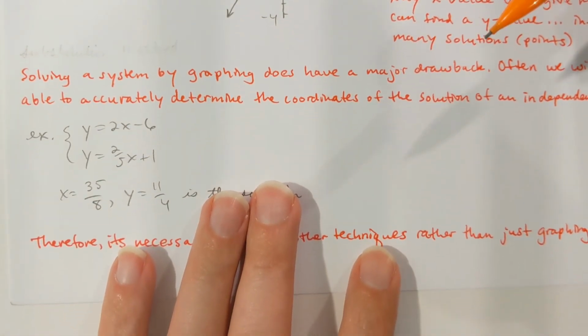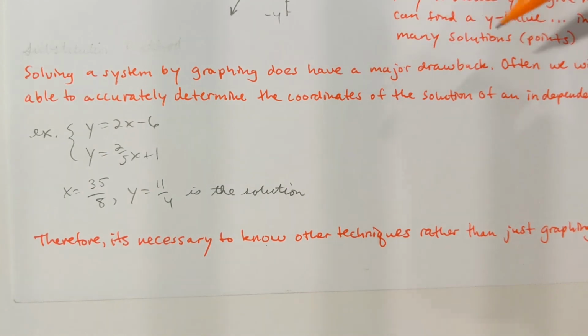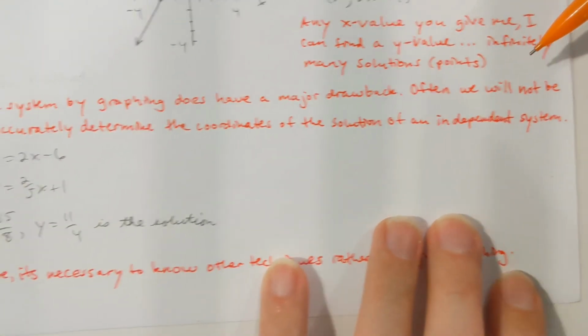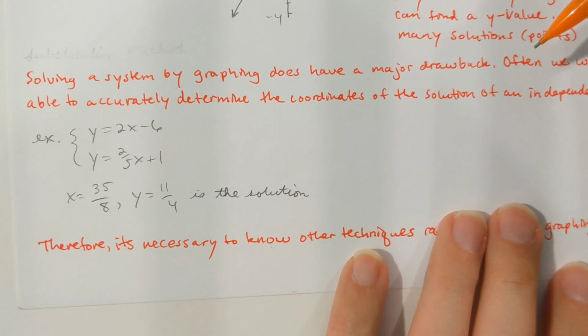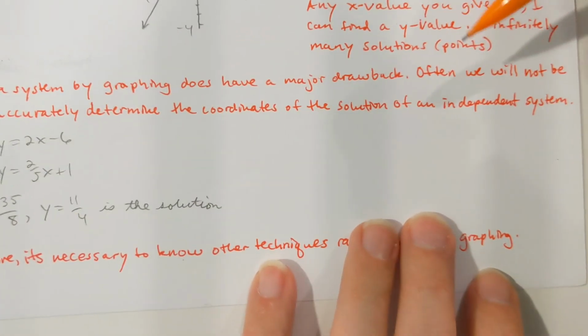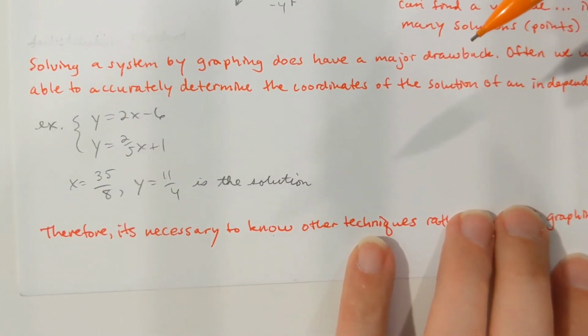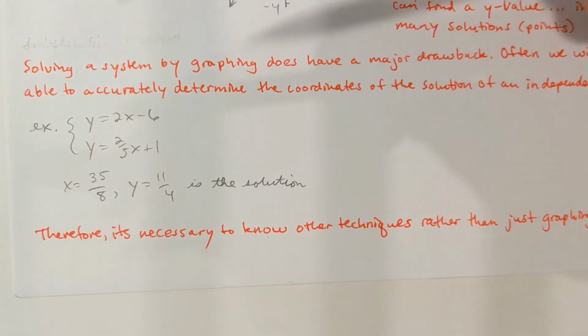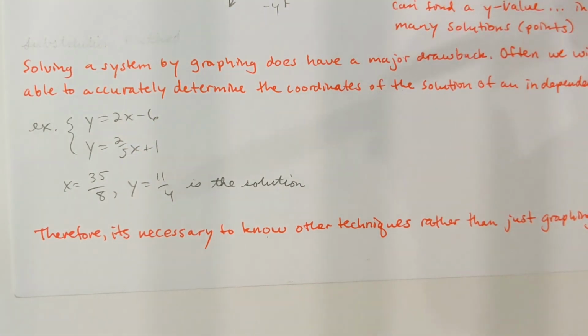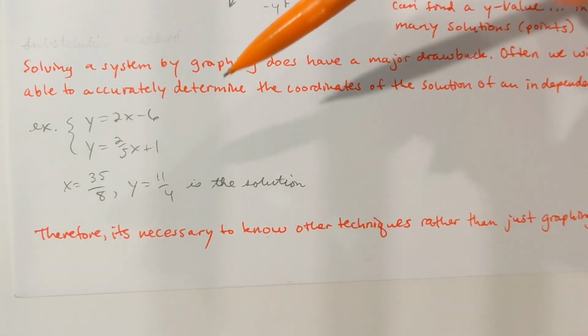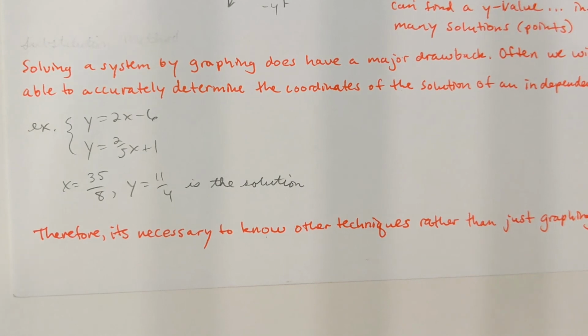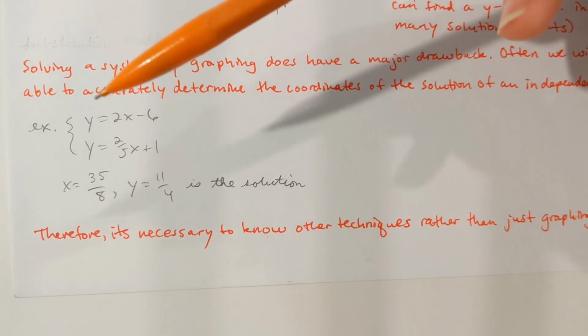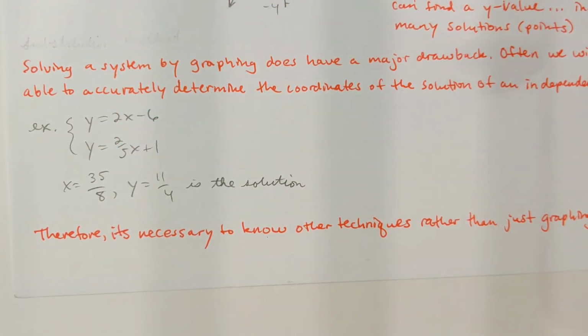Now, solving a system by using the graphing method does have a major drawback, and that is that we're not going to accurately be able to determine the coordinates of a solution of an independent system in some cases. So here's an example. If I have this system here and I want to solve it using the graphing method, I'm not sure that'd be a great option, because the solution to this system would be x = 35/8 and y = 11/4.